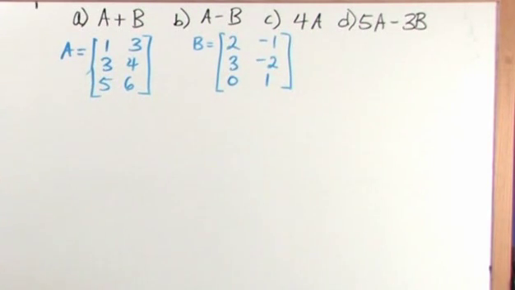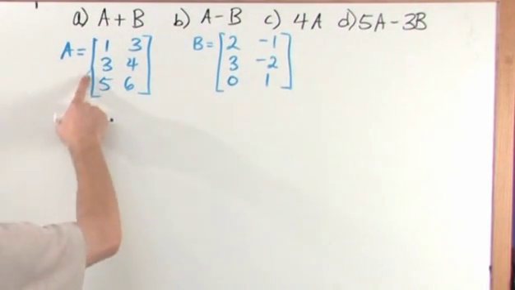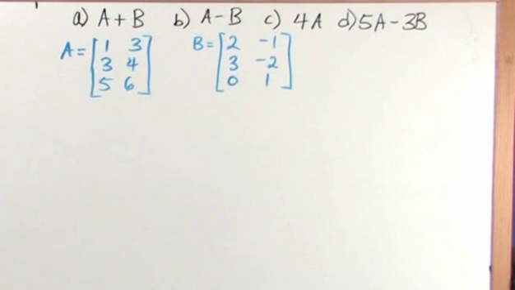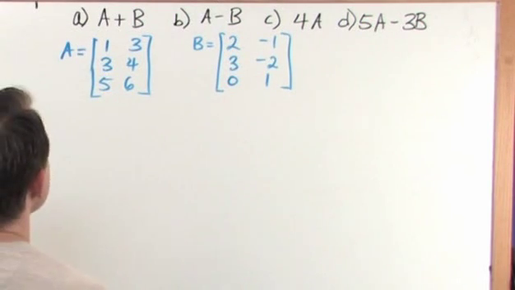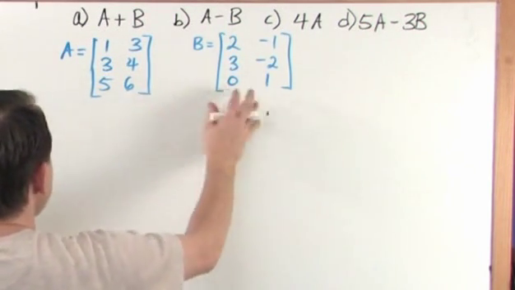So the first thing you need to notice right away is these matrices have the same order, so you can add them and subtract them and so on. You can only add and subtract them if they have the same number of rows and the same number of columns, basically. And these matrices do look exactly the same.